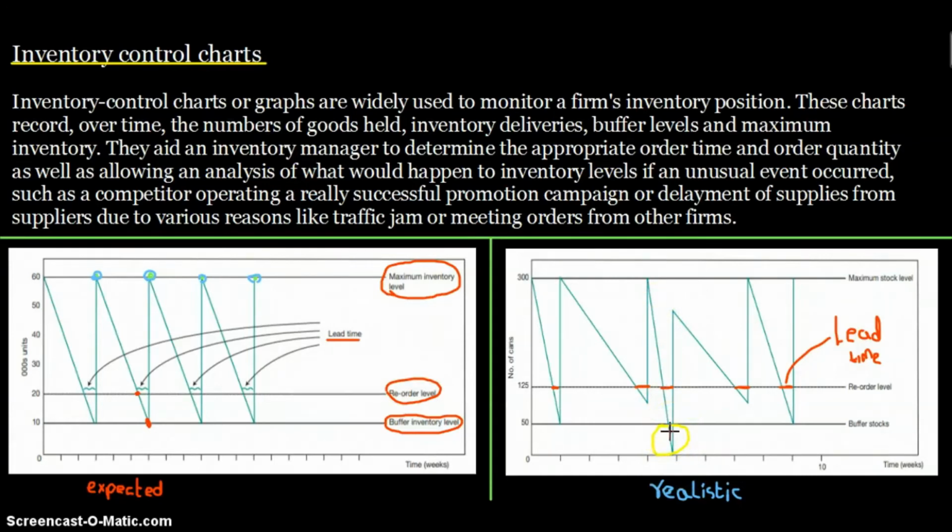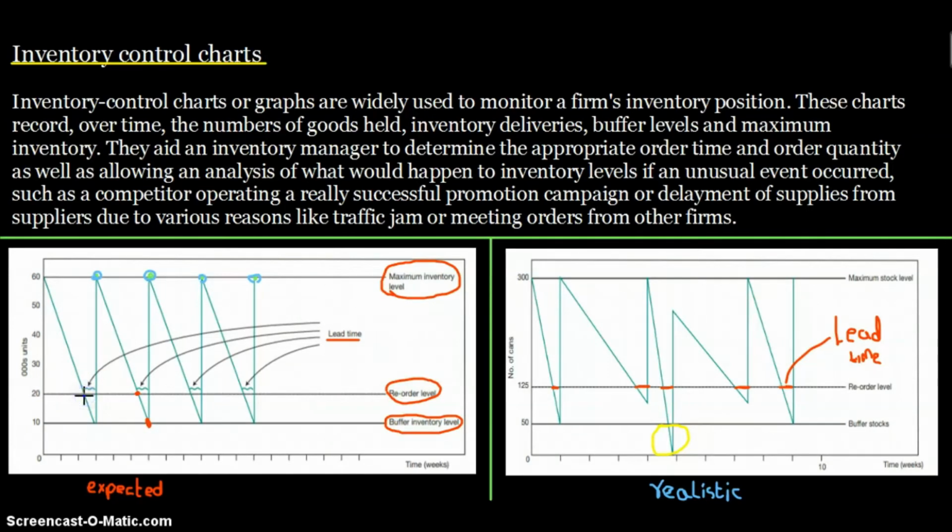Of course, it's not easy to interpret these graphs, but I'm going to go over it again, just in case you still have confusions. So basically, you start off with a maximum inventory level. Your inventory drops down and reaches a certain level, which is called a reorder level.